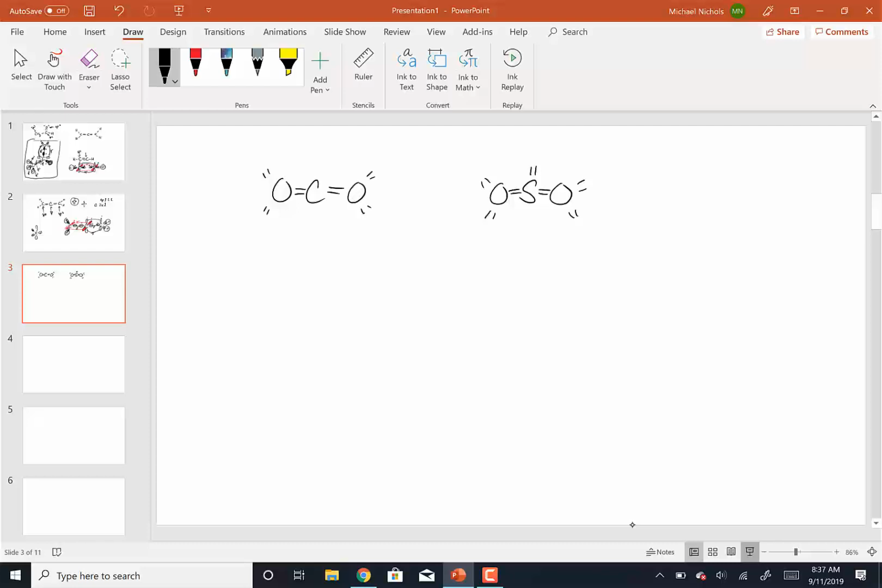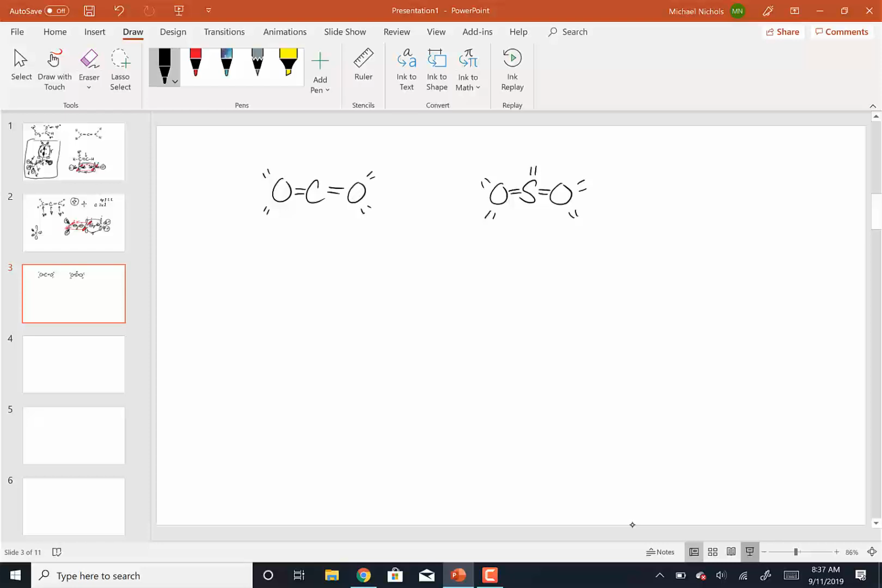Okay, so what's different about these two structures? Sulfur has a lone pair that carbon doesn't. Okay, so first step is we've got to draw our Lewis dot structure. You might say at this point, what about resonance structures? In theory, it won't matter, because all the atoms have to be in exactly the same geometry, so the atoms won't move.